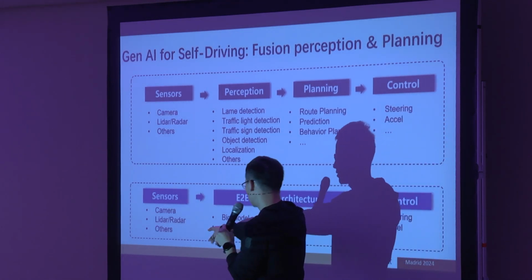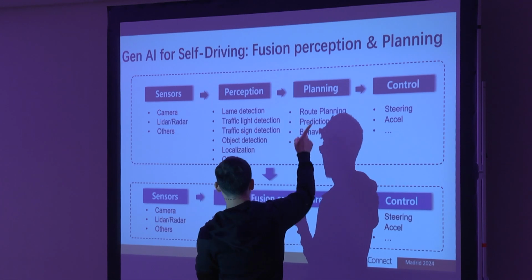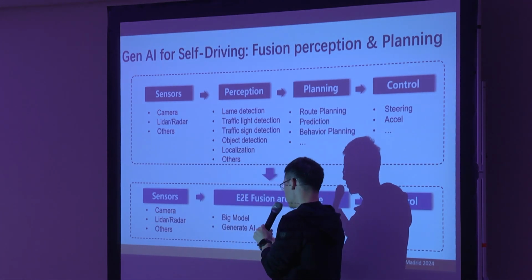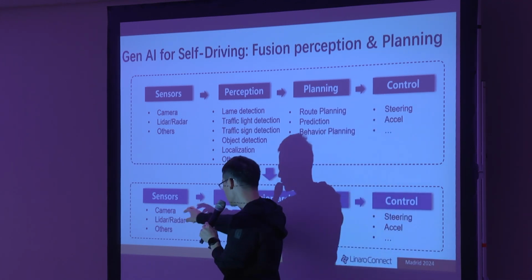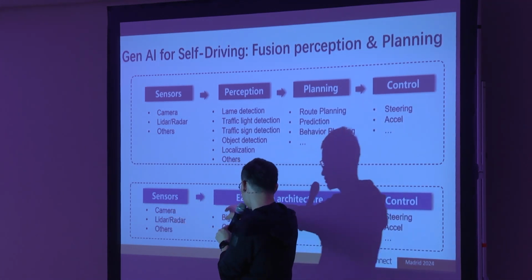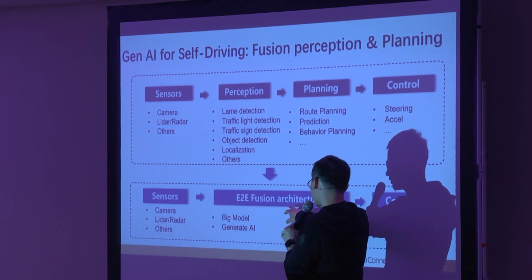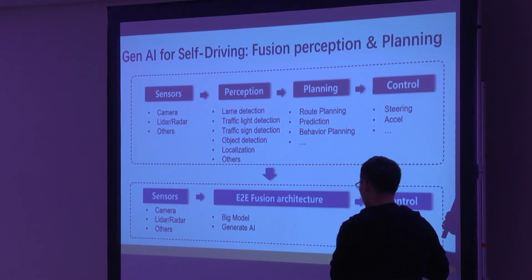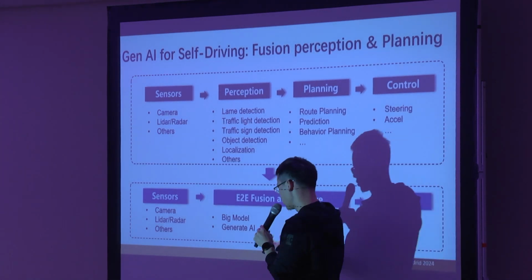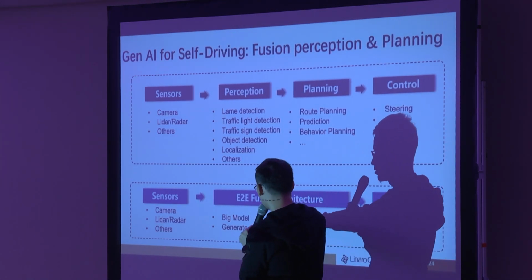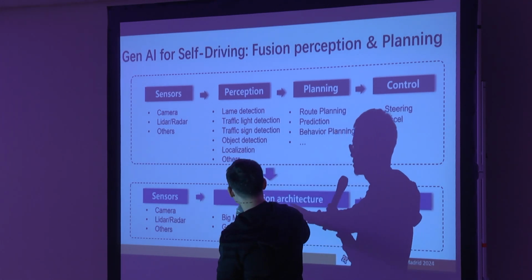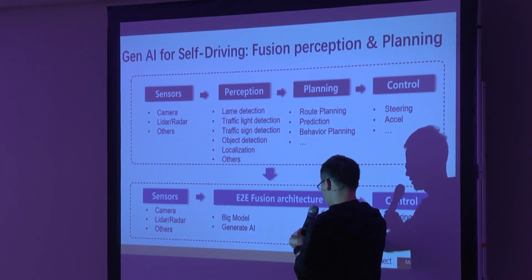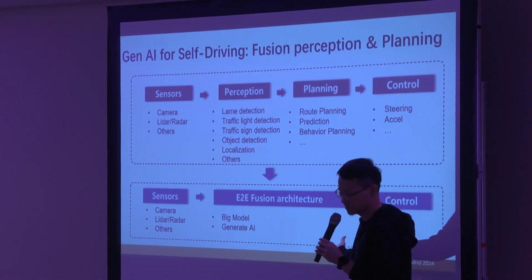But it's different with the general AI. Just like if the perception and planning will be fused together, there will be an end-to-end fusion architecture. And the data will come in from the sensor and be sent directly to the fusion architecture and then output to the controller. So you can see the big model will be very, very important here. It will make decisions. It will replace computer vision, and it will replace planning. So it's a complex system.